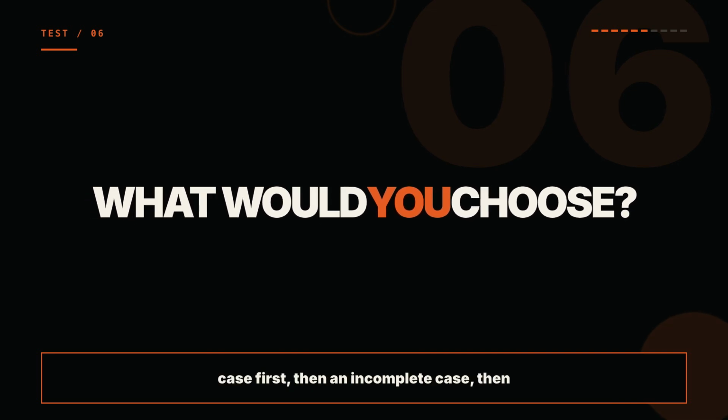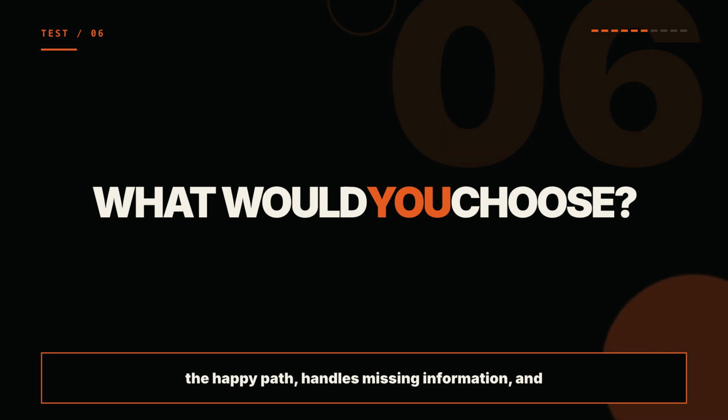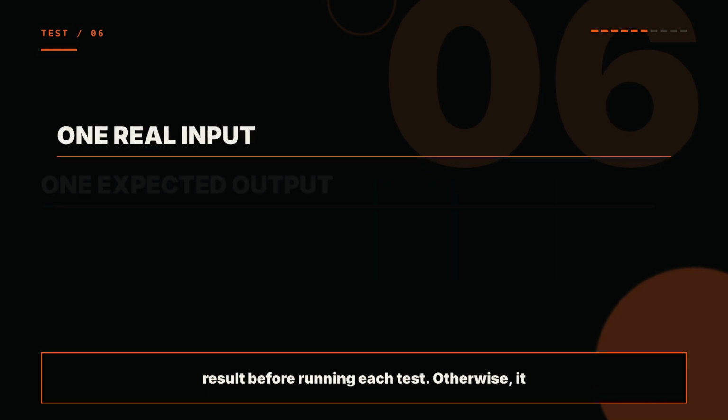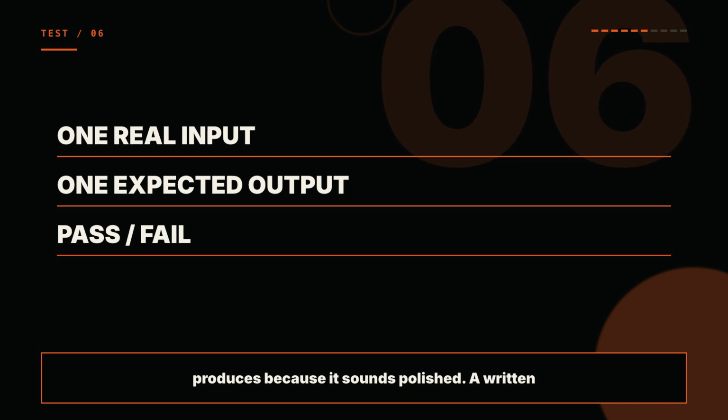Run a normal case first, then an incomplete case, then a case that should trigger escalation. Those three examples reveal whether the agent understands the happy path, handles missing information, and respects its limits. Write down the expected result before running each test. Otherwise, it is easy to accept whatever the model produces because it sounds polished. A written expectation forces you to judge the output against the job rather than against how impressive the language appears.